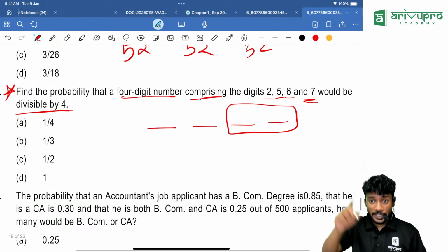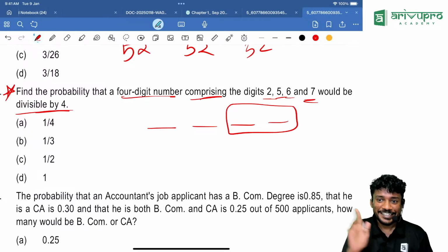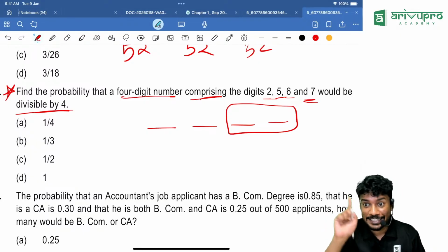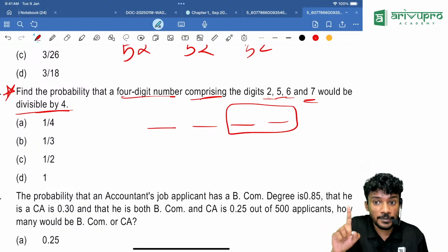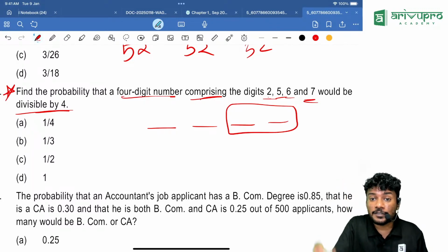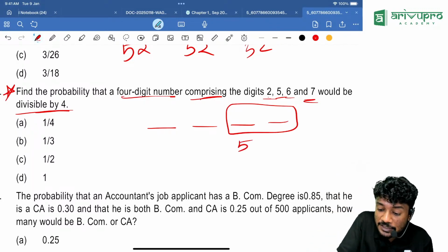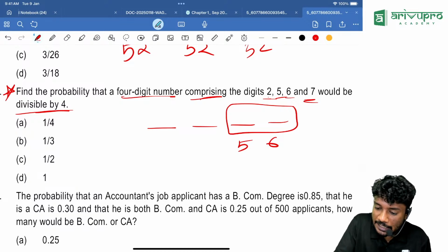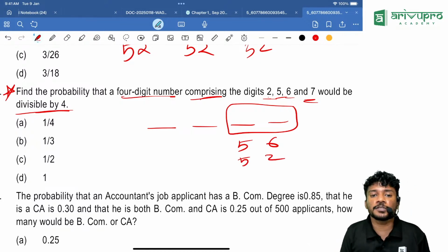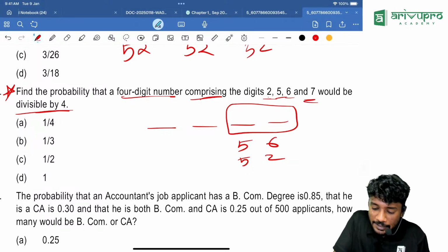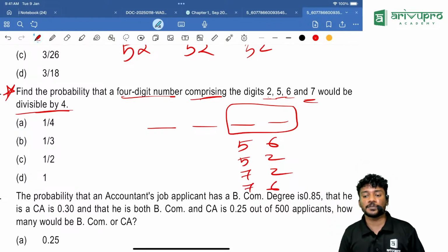26 divided by 4, is it divisible? No, it is not divisible. 25 is divisible? No. 27 is divisible? No. 56 is divisible? Yes. Then 52 is divisible? Yes. Then 72 is divisible? Yes. Then 76 is divisible? Yes.